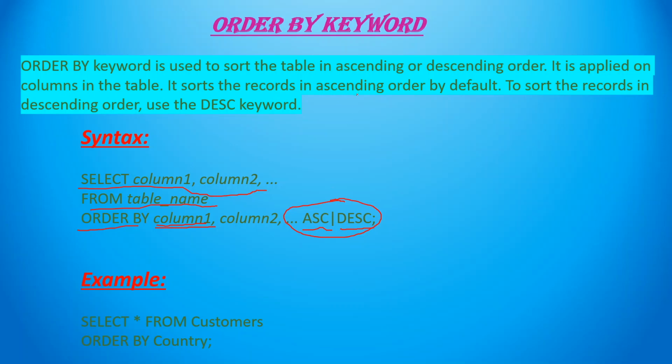If you don't give any order, by default it will be done in ascending order. If you don't write either of these keywords, then it will be done in ascending order by default. Like here we have taken an example. Select asterisk from customers.